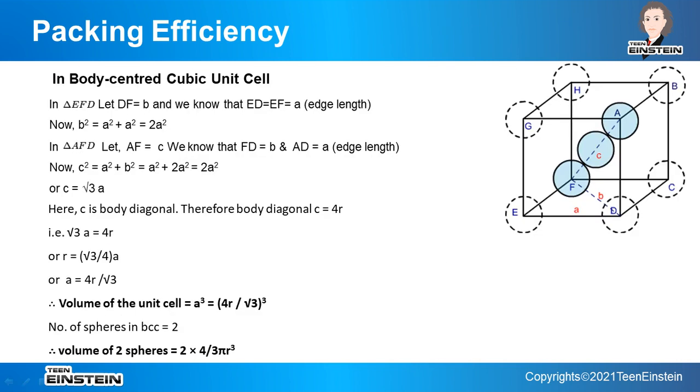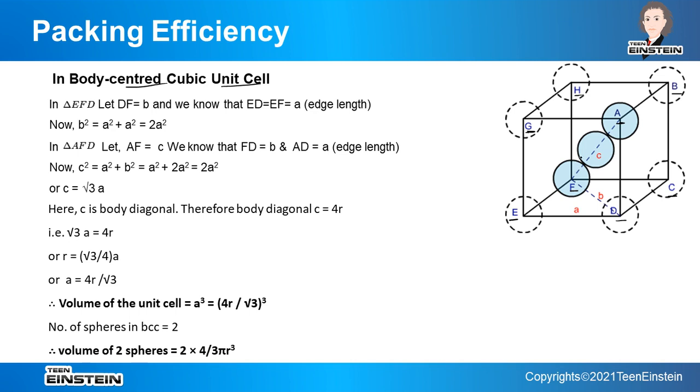Here we have body centered cubic unit cell. So in body centered cubic unit cell, if you look at this picture, some atoms are shown here. So corner atoms G, H, B, C, D, E and also F. So these 4 are the corner atoms. Now A is also a corner atom and C is at the body center.